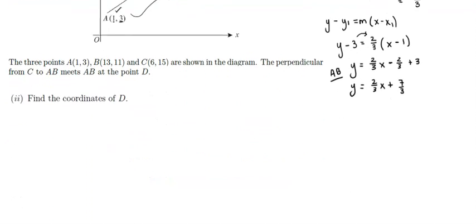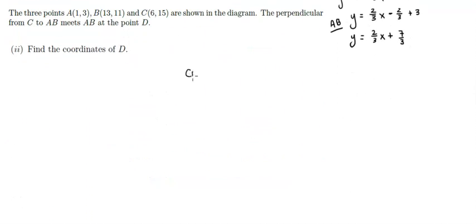So I'm just going to scroll down. CD, just to rewrite that here, was y is equal to minus 3 over 2x plus 24. And we have AB, which is y is equal to 2/3 x plus 7 over 3. So we're going to solve these simultaneously. In this case, we can just set these two equations equal to each other, because they both have y as the subject. So we have minus 3 over 2x plus 24 is equal to 2/3 x plus 7 over 3. And now we just get x by itself.